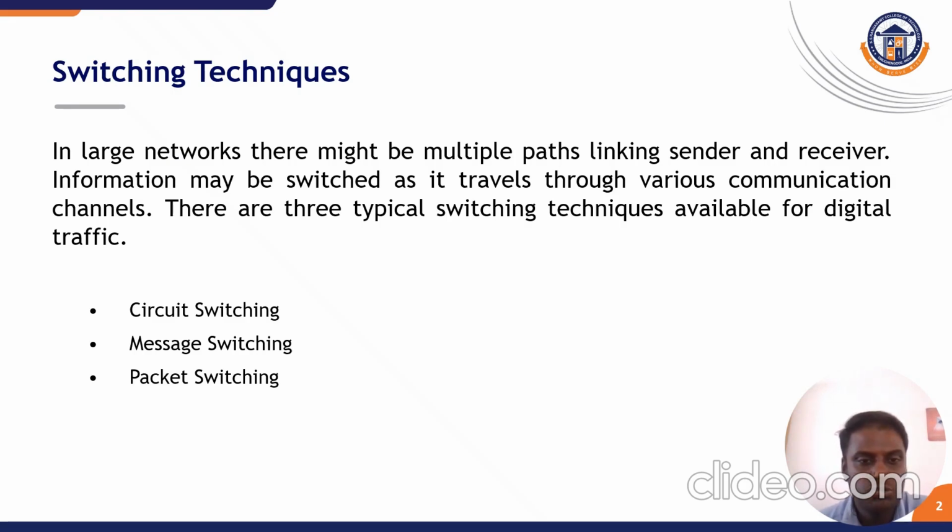So what is switching first? We all know data communication happens between the sender and the receiver, and we do not always have a dedicated path between them. So the packets may transfer from one sender to one receiver via different intermediate nodes. These things are called switching. The sender to the intermediate node and the intermediate node to the corresponding receiver is called switching. And in switching we have several options. We are going to discuss the major ones: circuit switching, message switching, and packet switching in this lecture.